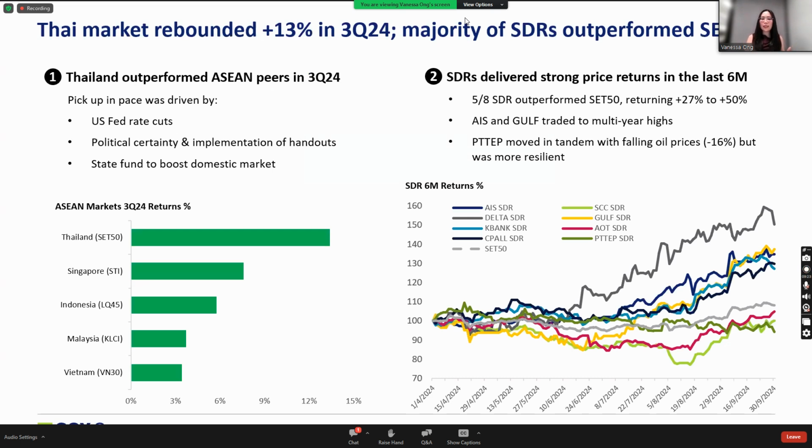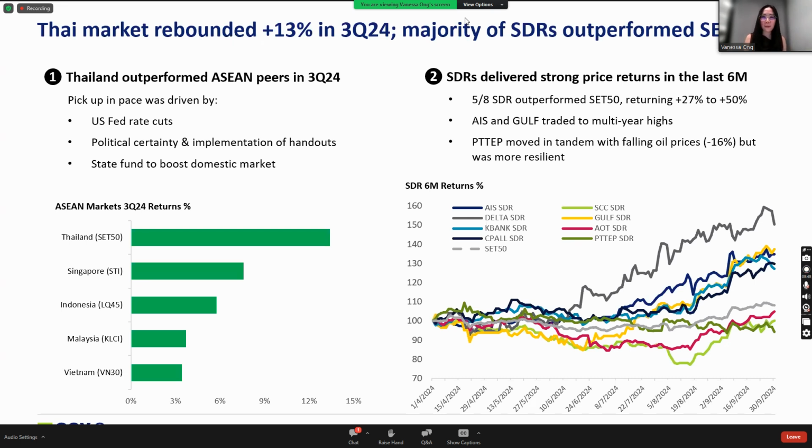So recently, we launched a Thai SDR suite last year as well as this year in April. And we have seen the Thai market rebound in the recent quarter. From the graph on the left, you can see that in 3Q the SCG50 has returned about 12 to 13%, which outperformed all ASEAN markets.